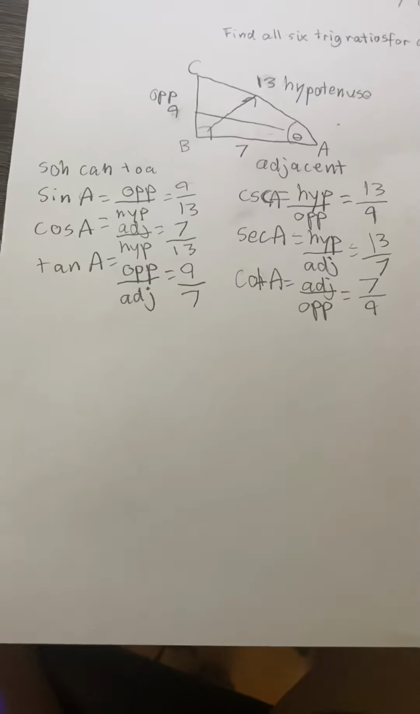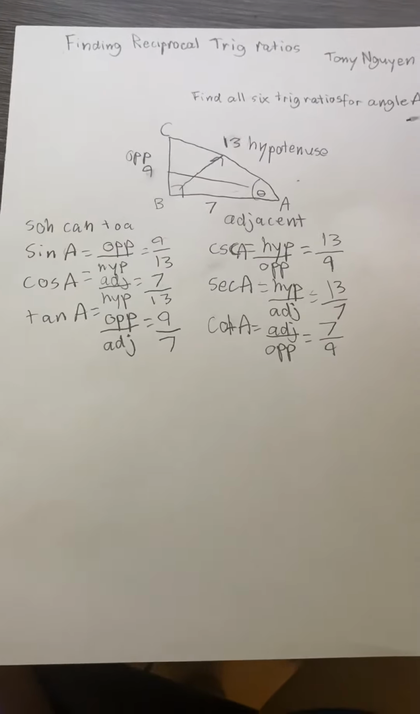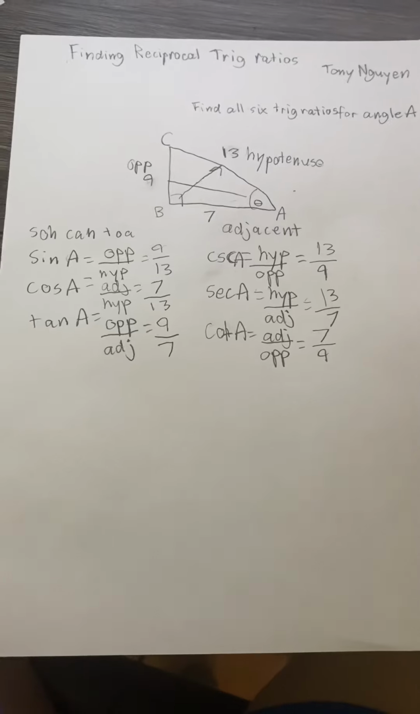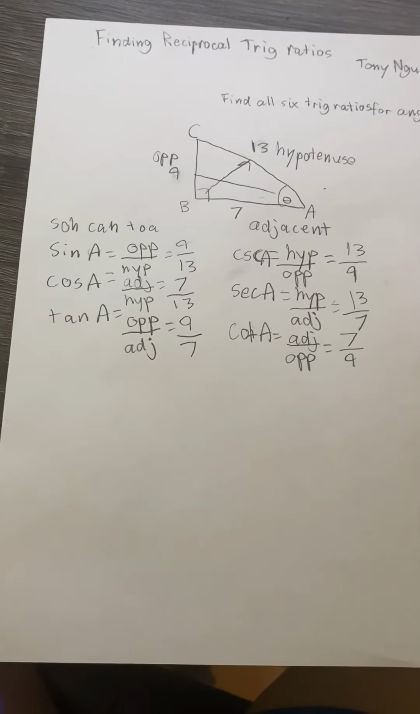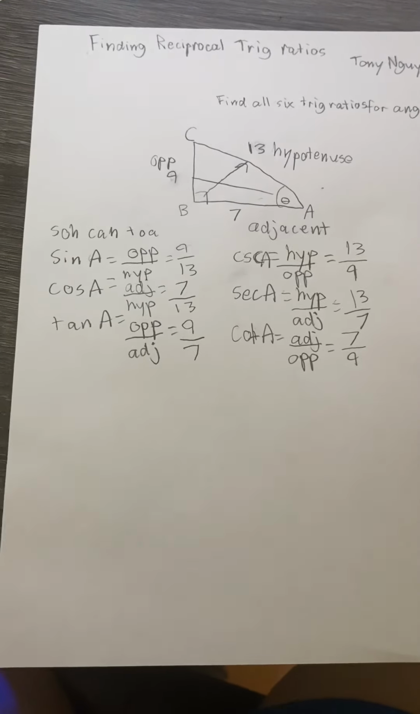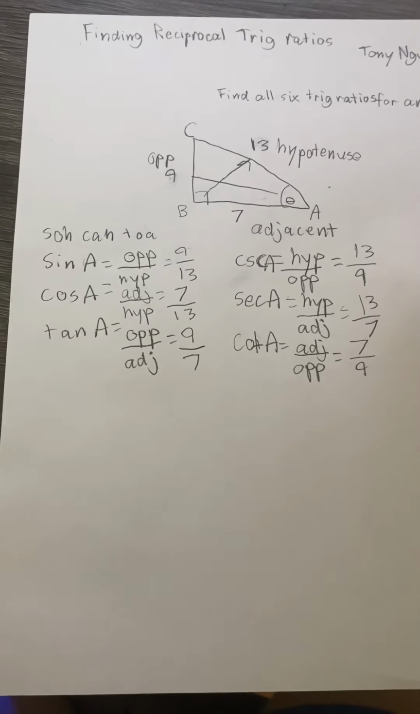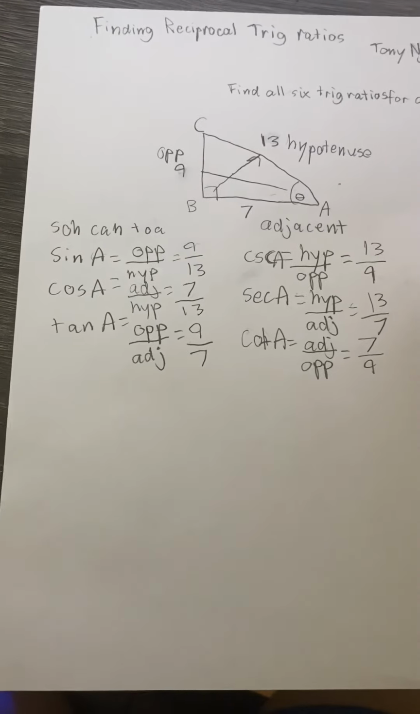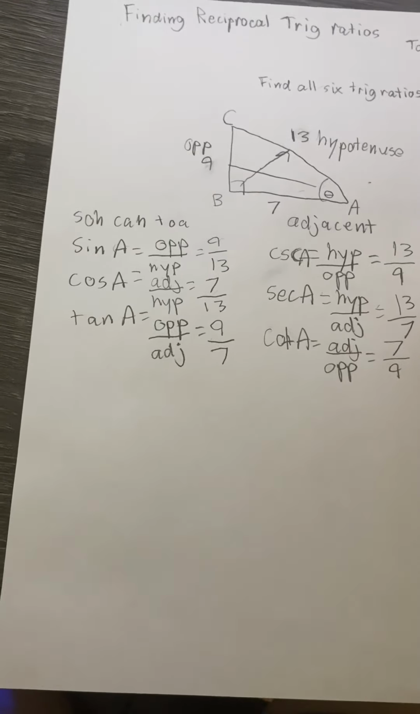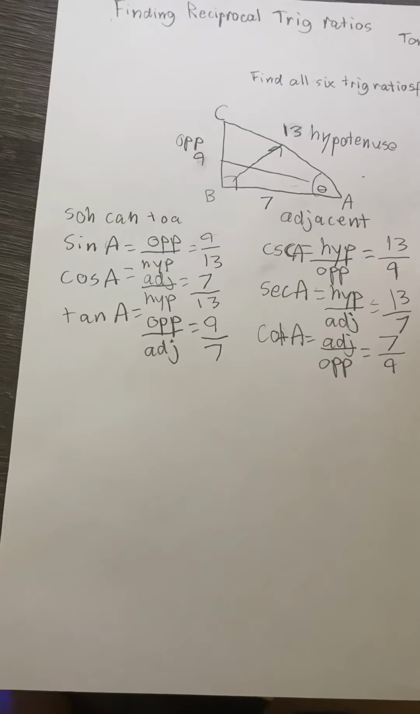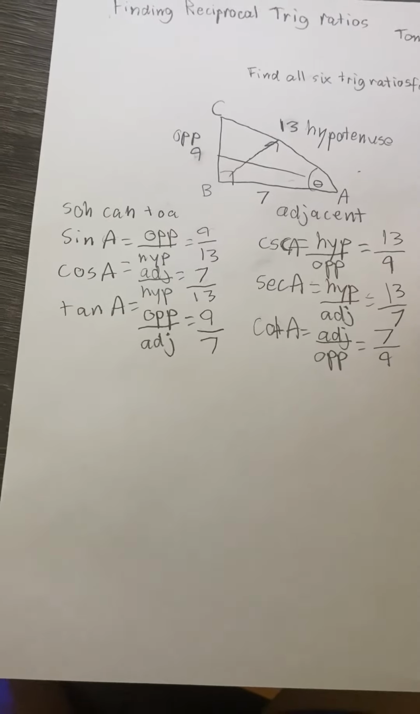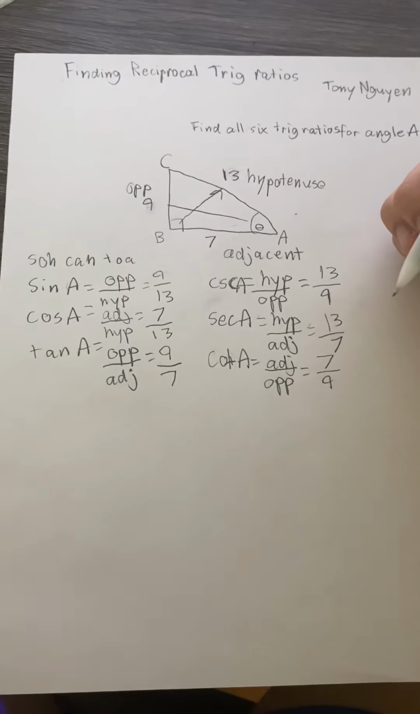So there we go. Now we know how to find the reciprocal trig ratios for a right triangle, which are cosecant, secant, and cotangent. They're all just the opposite of the basic trig ratios, sine, cosine, and tangent. Cosecant is the fraction flipped over from sine, secant is the fraction flipped over from cosine, and cotangent is flipped over from tangent. So basically, the reciprocal trig ratios are just the opposite.